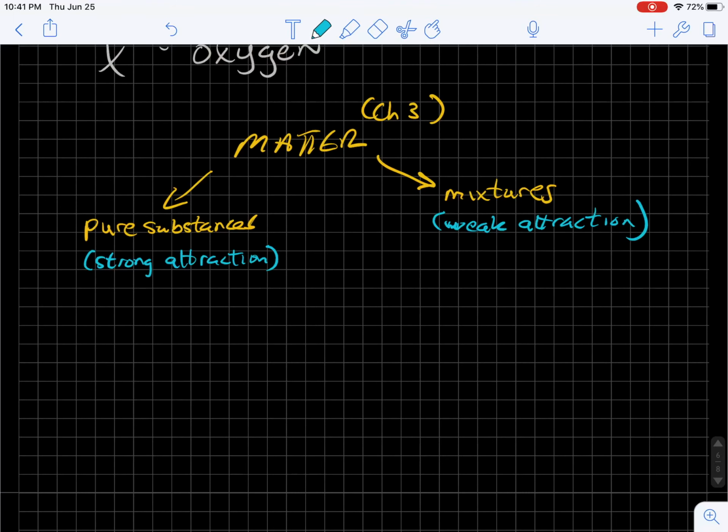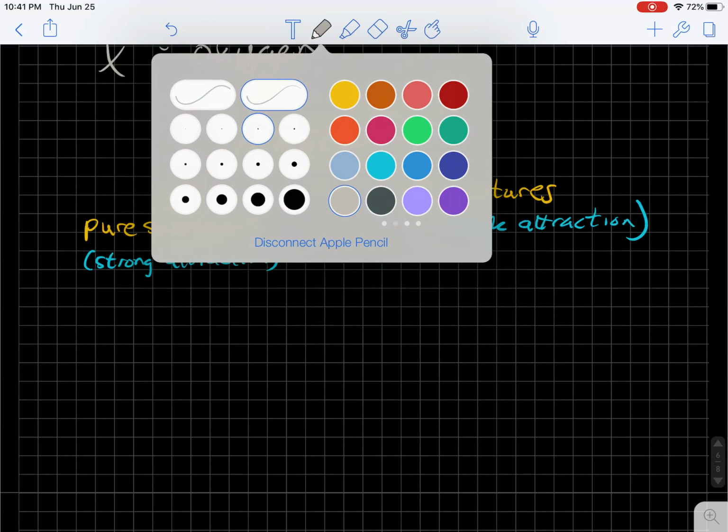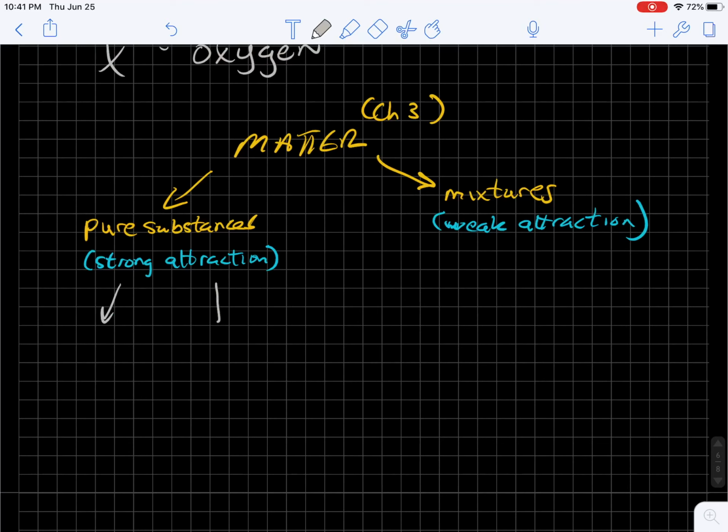All right, so what type of materials are pure substances? And again, you are asking all the right questions. There are two types. There's elements and there are compounds.